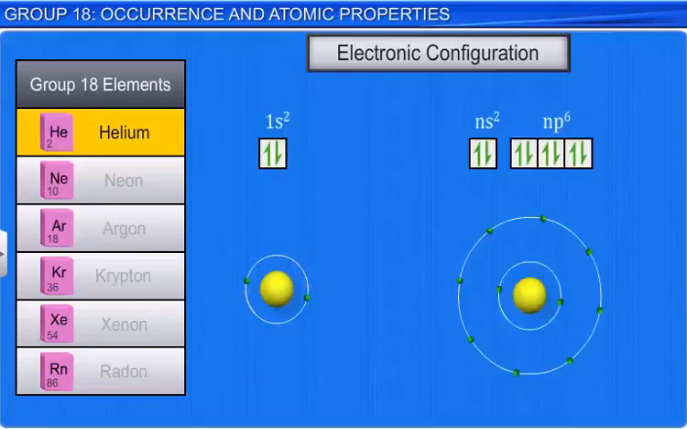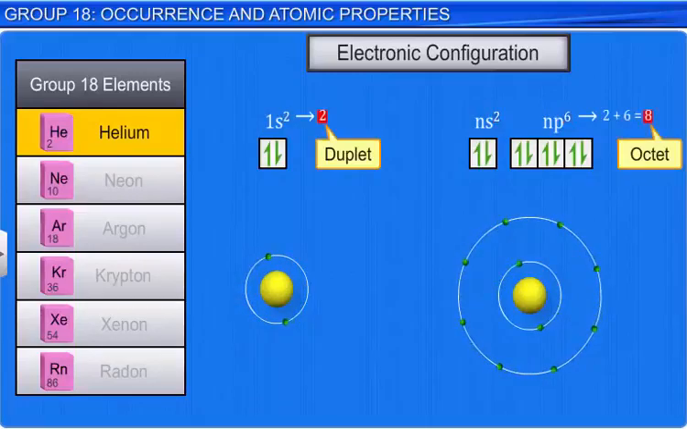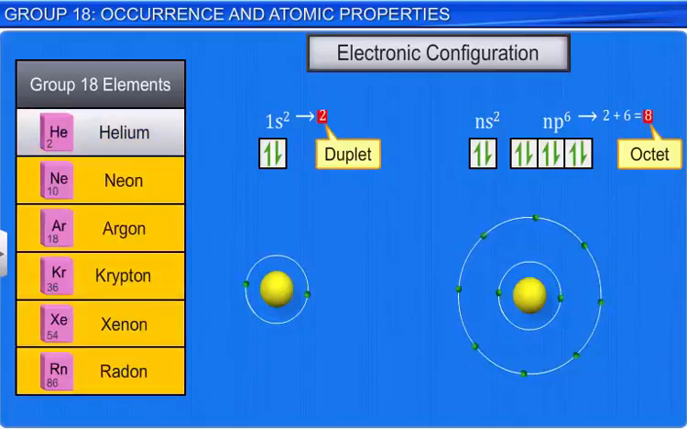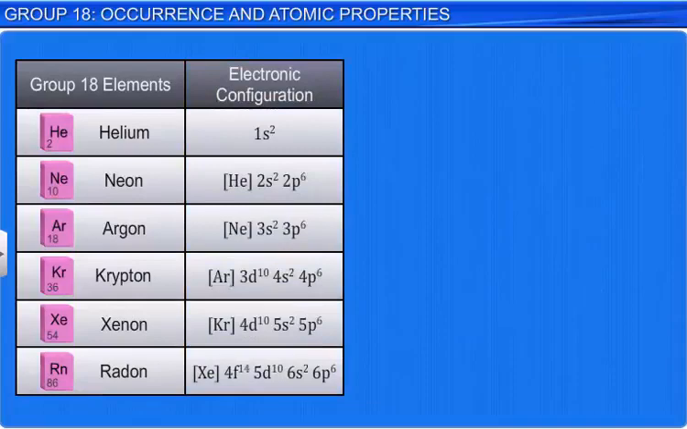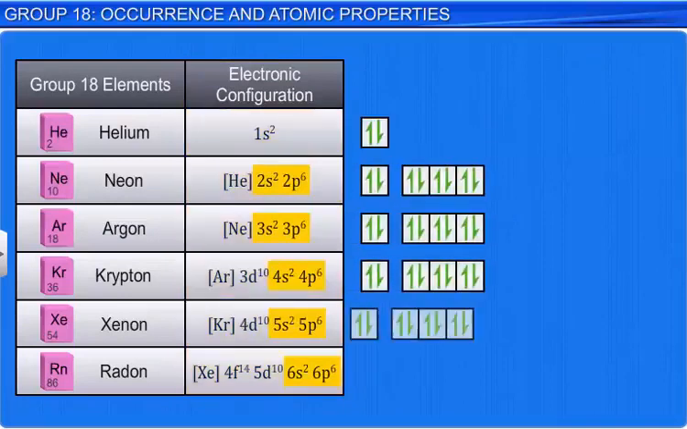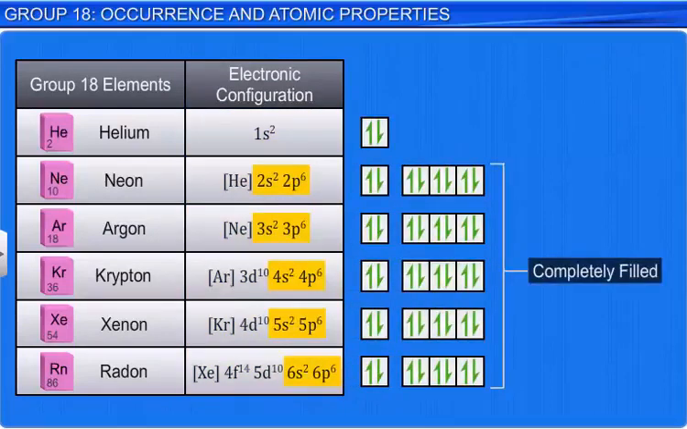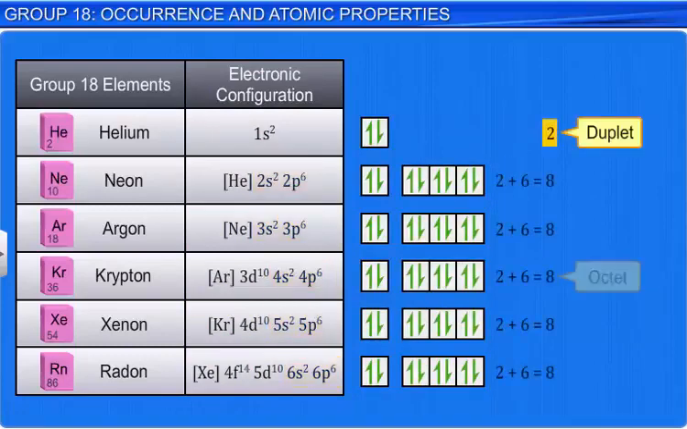Although helium does not possess an octet, it resembles other elements of the 18th group. The electronic configuration of these elements are listed in the table here. You can see from the table that the np subshell is completely filled in all the elements. Due to the duplet or octet configuration in their valence shells, the elements of this group are highly stable.